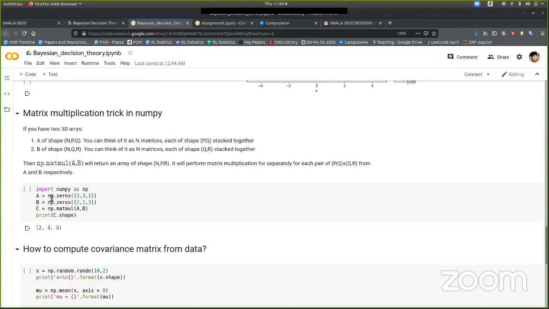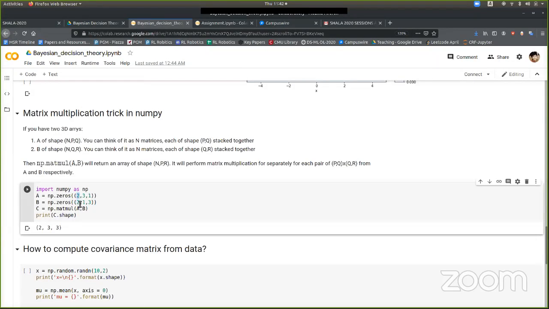So if you have A of shape 2 comma 3 comma 1 and B of shape 2 comma 1 comma 3, the first dimension should be the same for both the arrays, and they should be of the form P comma Q and Q comma R. So this second one and this first one should also be the same, and then you perform matmul. Your output shape becomes 2 comma 3 comma 3.